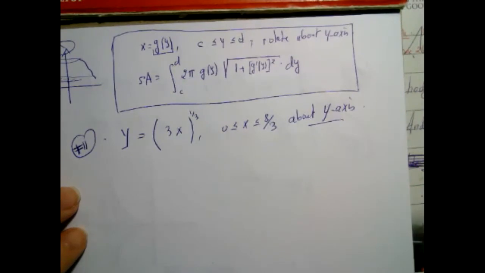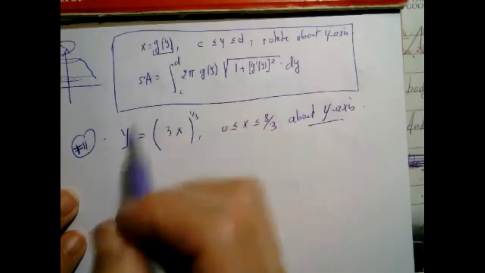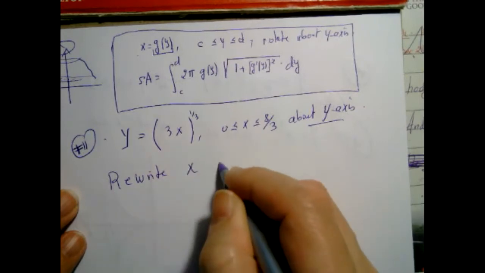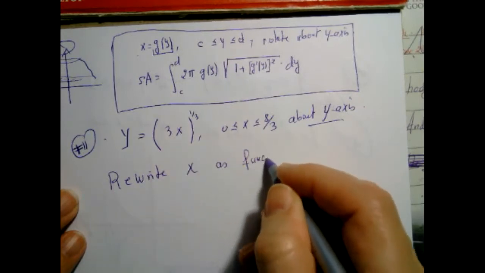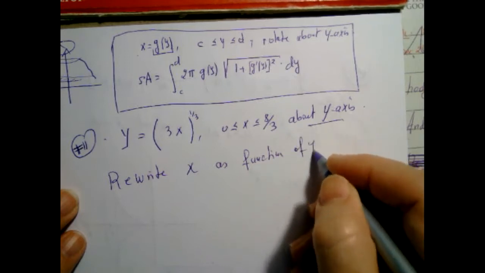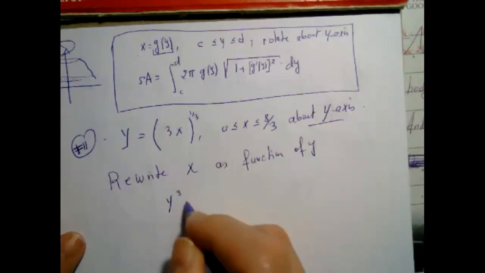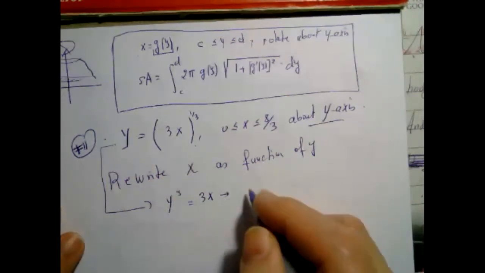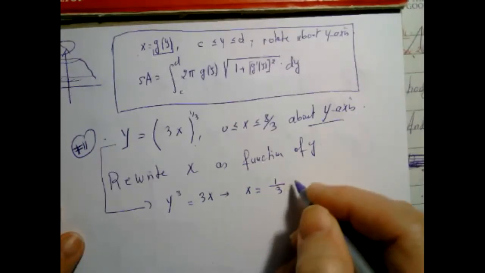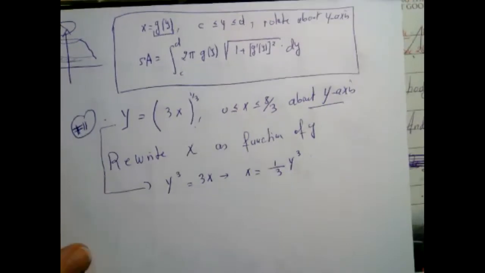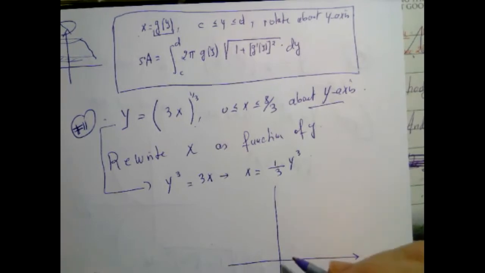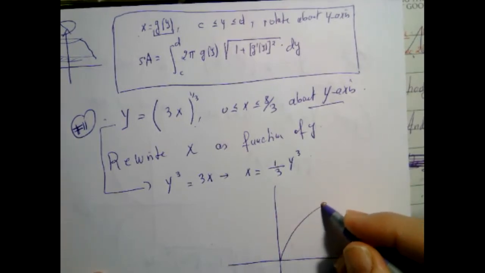So in this problem, what is the situation? First, we want to rewrite it as x as a function of y, because we're rotating about the y-axis. It means solve for x as a function of y. So we have y cubed, we raise both sides to the power 3, equal to 3x. So x is 1/3 y to the power 3. So this is my function. If we graph it, we get this graph.